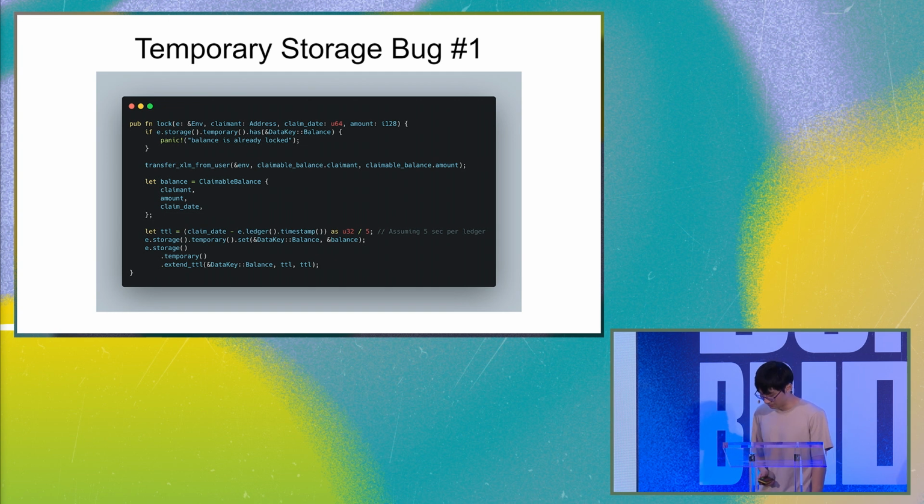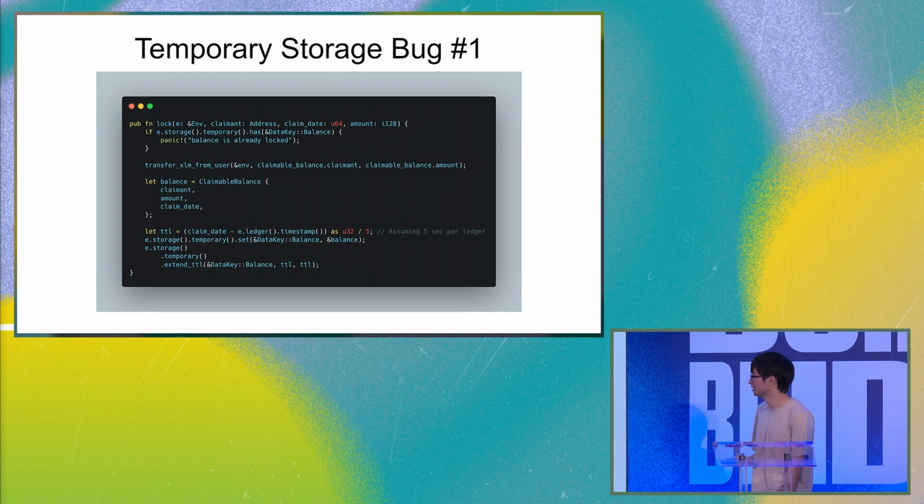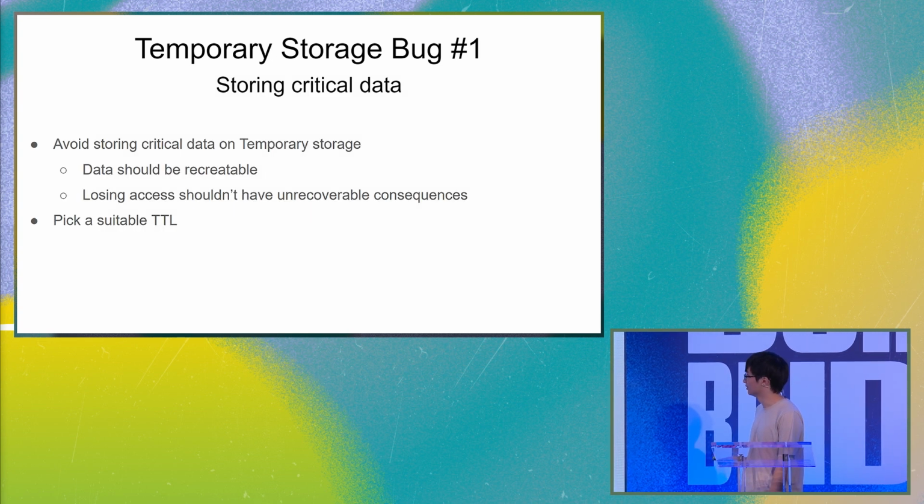So this is another bug class, and this relates to the TTL on temporary storage. In this example, I don't know if it's possible to read here, but we have a claimable balance that we set to a claimant, and then we have a claim date, and then we use temporary storage to store this claimable balance struct. The issue that you might come across is that because this is temporary storage, it can be deleted. And when you try to claim it, it might disappear.